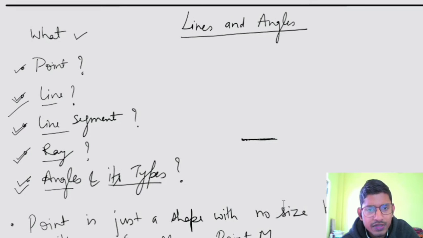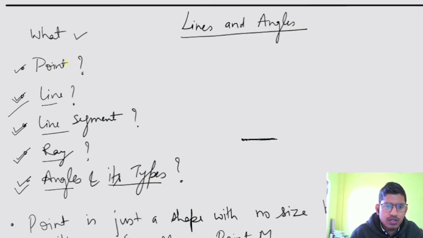As you can see on my screen, today we will study lines and angles. So, in today's class, I will teach you some basic important concepts like what is a point, line segment, ray, and what is an angle and its types, what is the difference between all these, and how angles are formed.